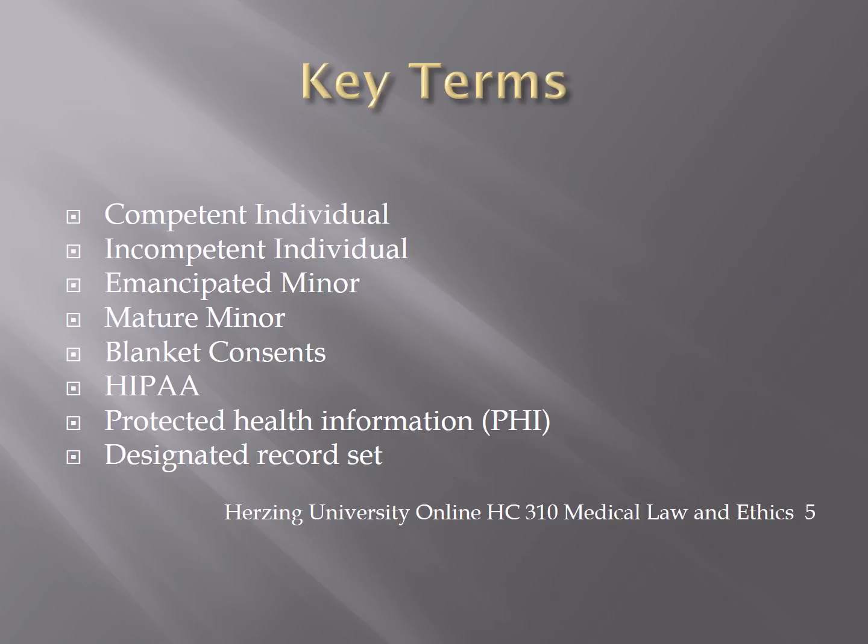Key terms continued. Competent individual. This is an individual capable of making informed decisions. Incompetent individual. An individual deemed legally or medically unable to make informed decisions. An emancipated minor. That's the legal status of a minor who is no longer under parental control. Mature minor. A minor child who is allowed to make decisions about their own health care.